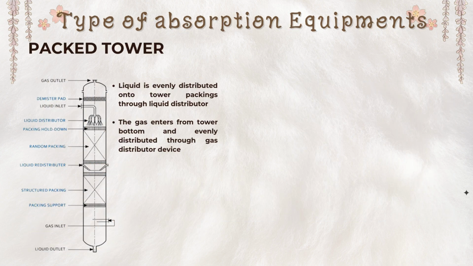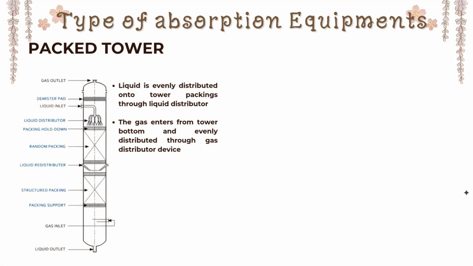A packed tower uses packing materials to increase the surface area for contact between gas and liquid. In this equipment, liquid is evenly distributed through a liquid distributor and flows downward over the packing. Meanwhile, gas enters from the bottom and is evenly distributed upward. The large surface area from the packing enhances mass transfer, making packed towers efficient for many absorption processes.